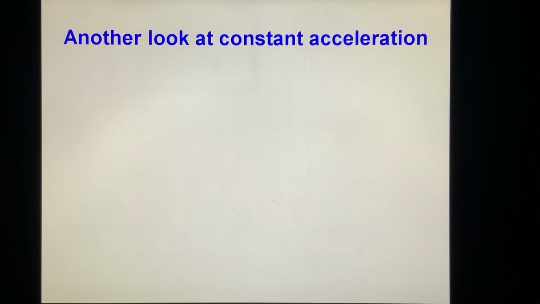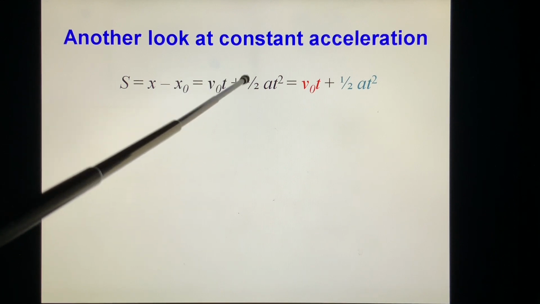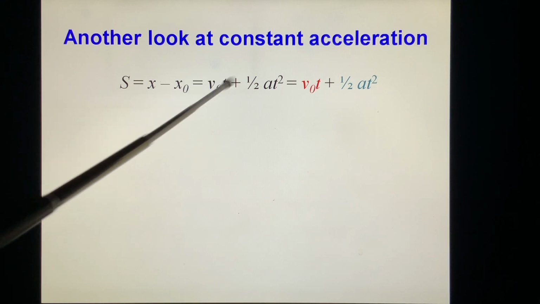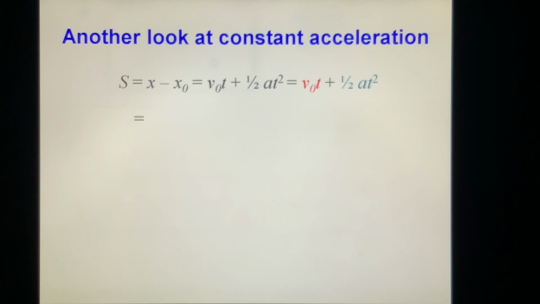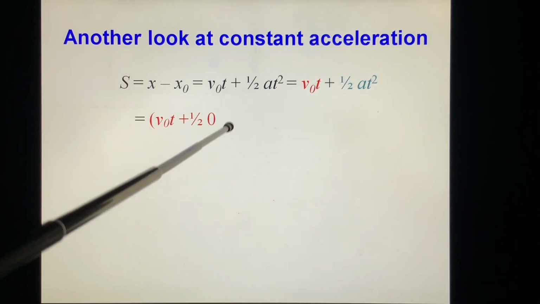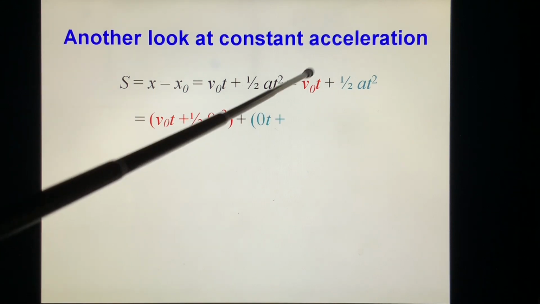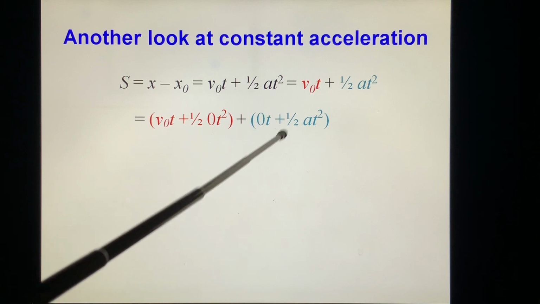Another look at constant acceleration. S equals x minus x0, the displacement, equals v0t plus half at squared. We rewrite it in two terms. One is v0t, another is half at squared. We can look at it as two movements. One is v0t plus half 0 at squared. One is 0t plus half at squared.